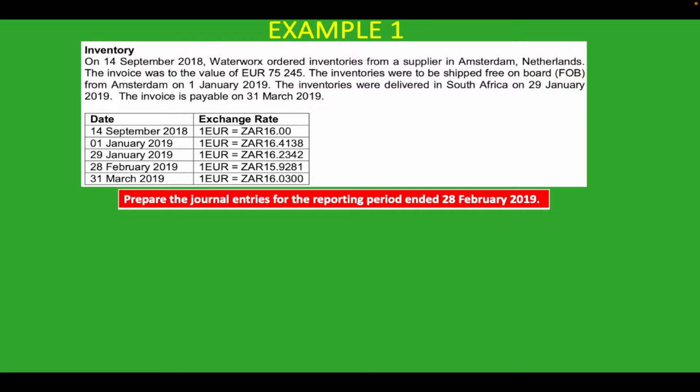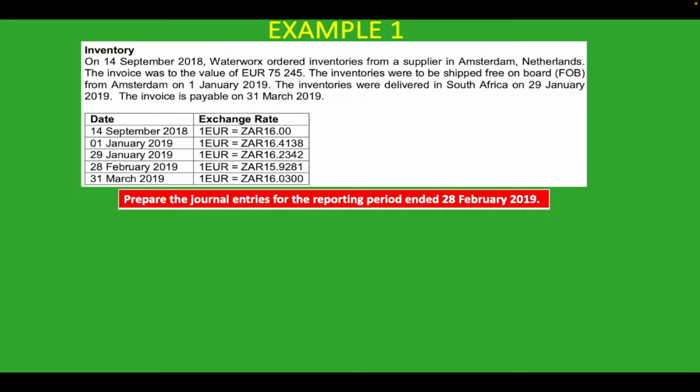So let's keep going. So 14th September, no journal entry. The inventories were to be shipped free on board, FOB, from Amsterdam on the 14th of January 2019. Extremely important, the term that they have used here, free on board. When you're dealing with IAS 21, that term will always be the FOB. And what does that mean?